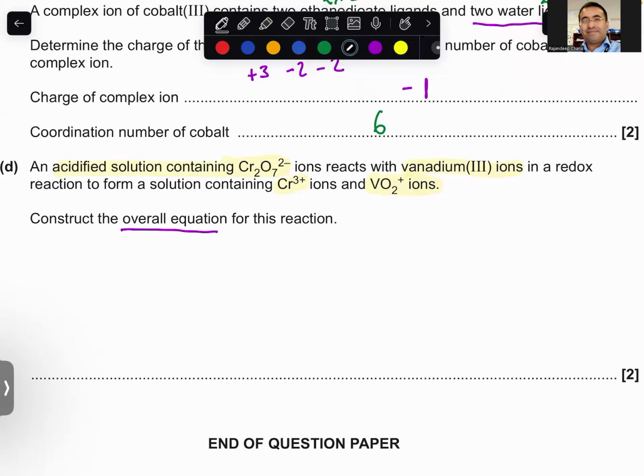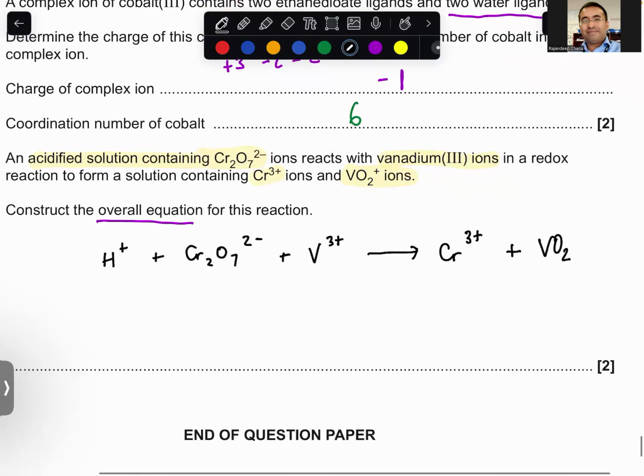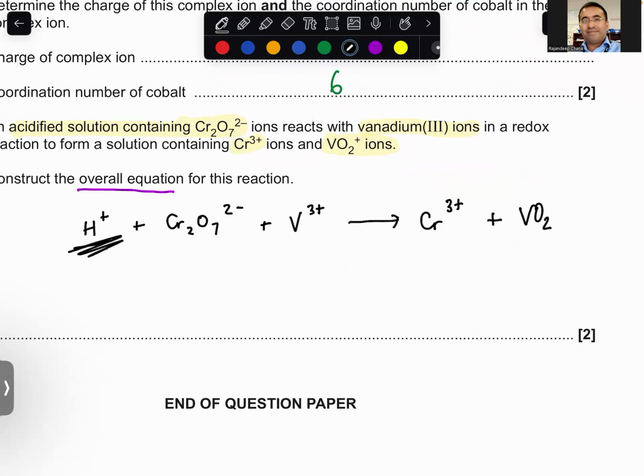So you've got acidified dichromate reacts with vanadium, 3 plus ions, V3 plus, and it goes on to give you Cr3 plus, and it gives you VO2. You see, where do the hydrogens go? We can assume it would give you water.